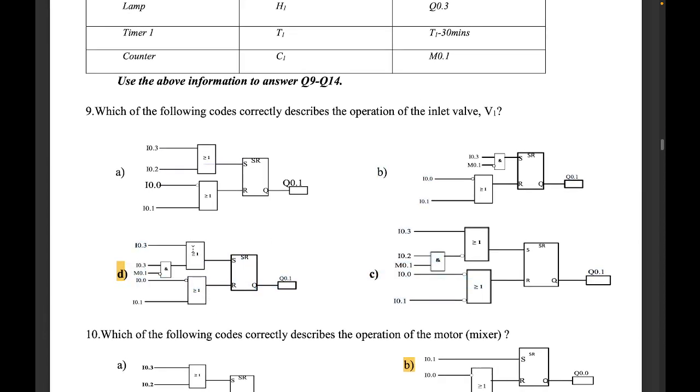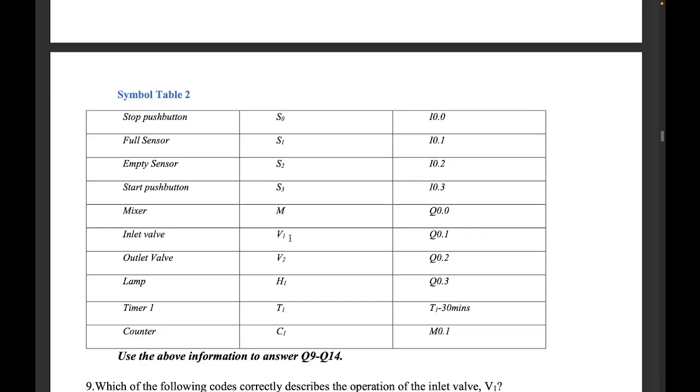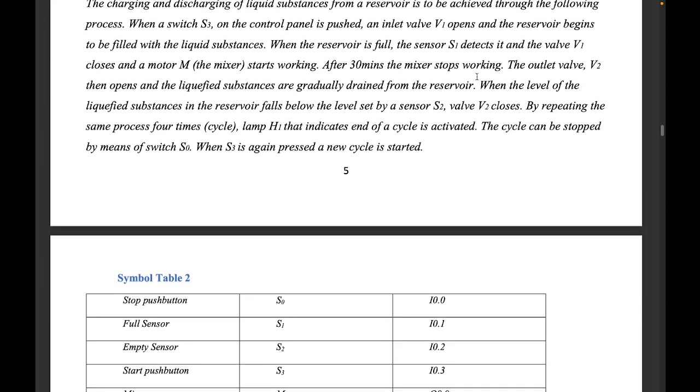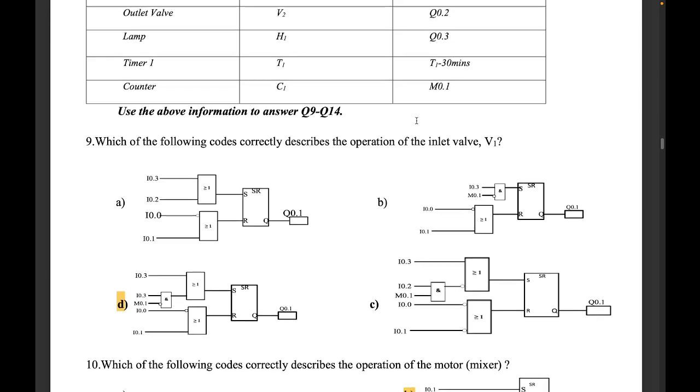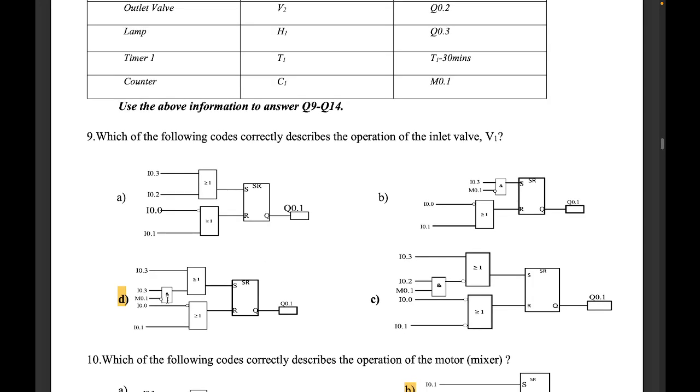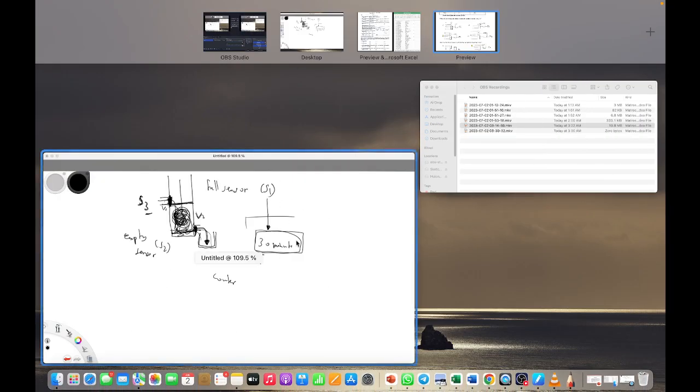Now how will it come on? It comes on under two conditions. One, we said that when I press I0.3, the valve will open. That one is there. When I press S3, the valve opens, right? Also, as I mentioned, the process runs 4 times, right? So also, when I've pressed I0.3 and the counter, M0.1, has not finished counting, the valve will open again. Because I said that the counter must count 4 times before the process will end, right? So this is here.